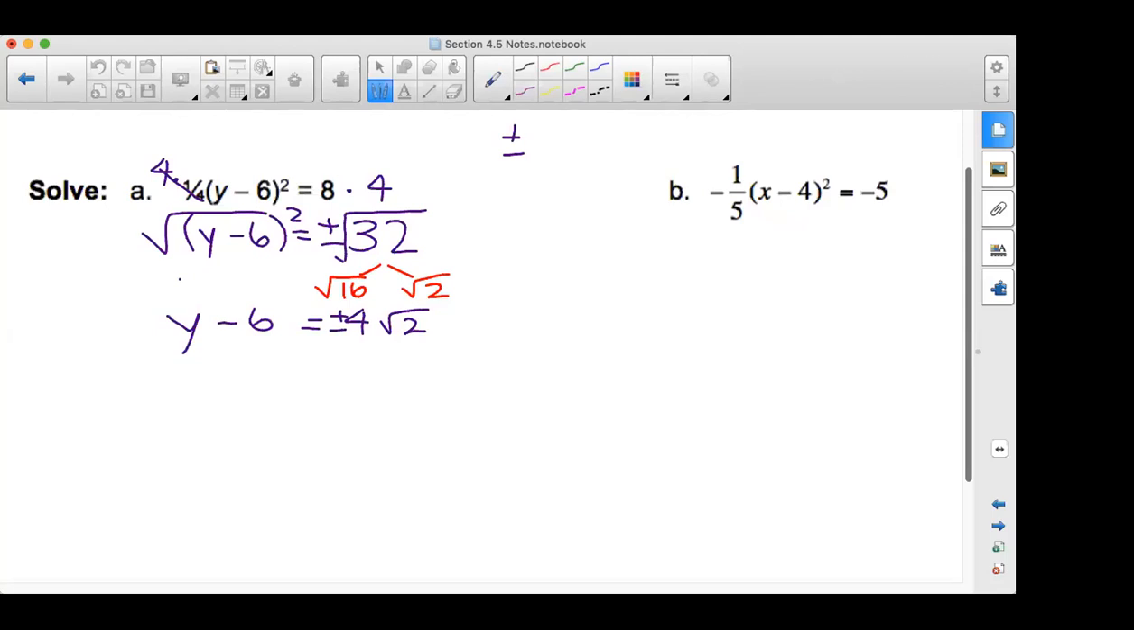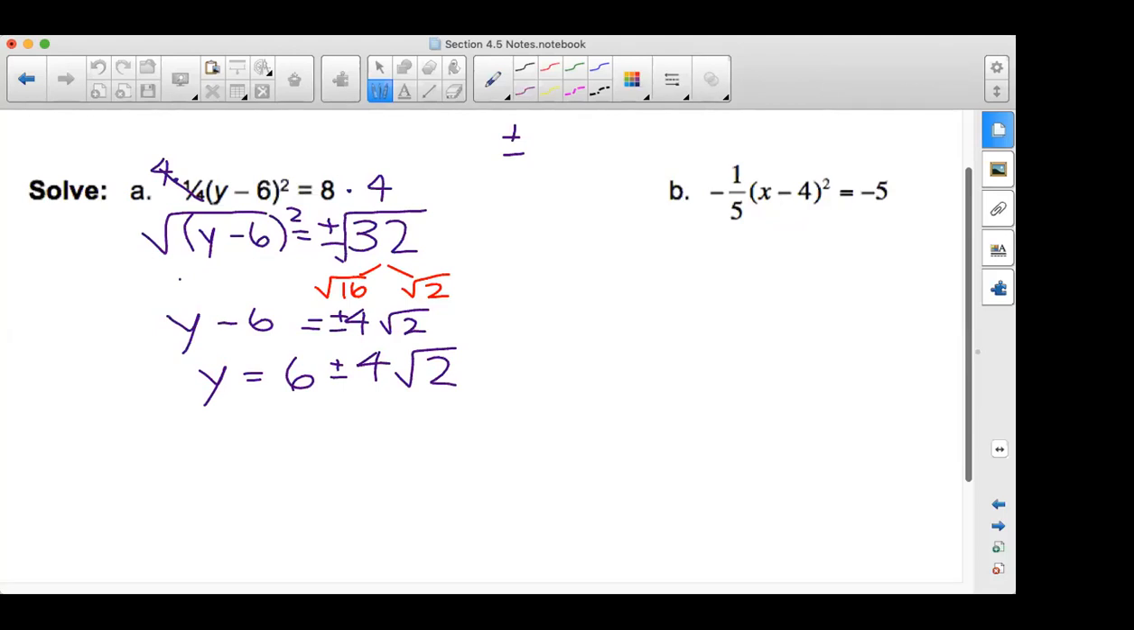Julia? Add 6. Mm-hmm. So now we added that 6 over, and we are still having that plus or minus 4 root 2. This shows us our 2 different answers.